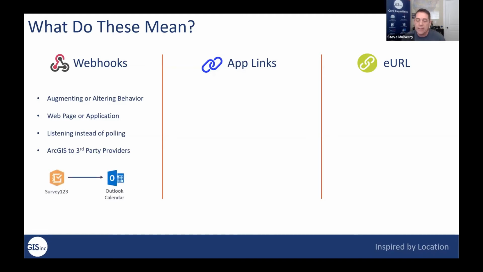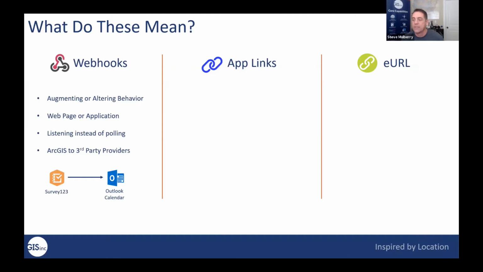Think of it like Survey123 can be configured through a webhook to send information to, say, Outlook calendar to set up a new activity or an email or something like that. So Outlook calendar becomes that listening application for information and then reacts to it based on whatever information is passed over to it.